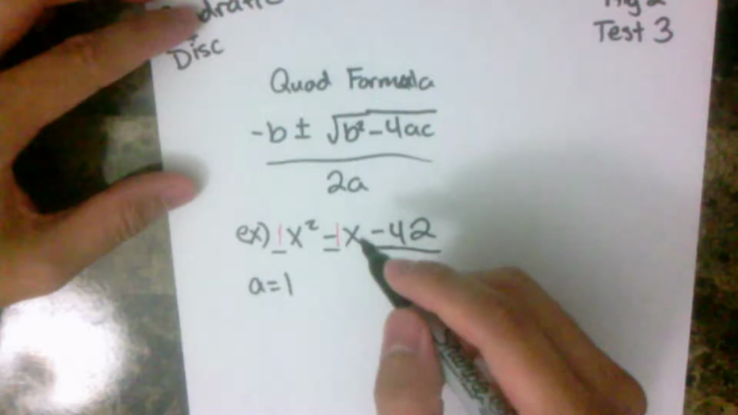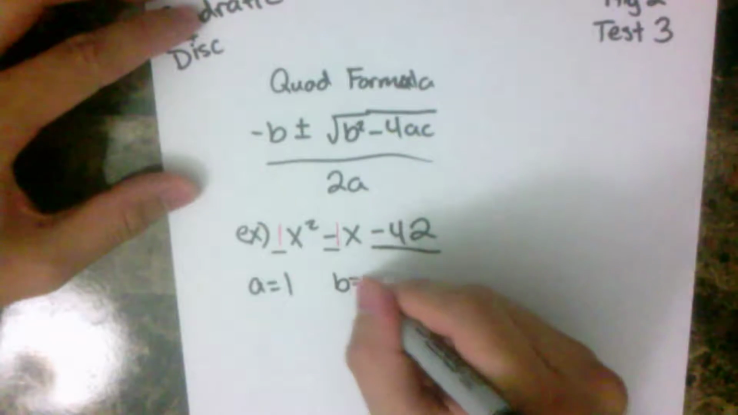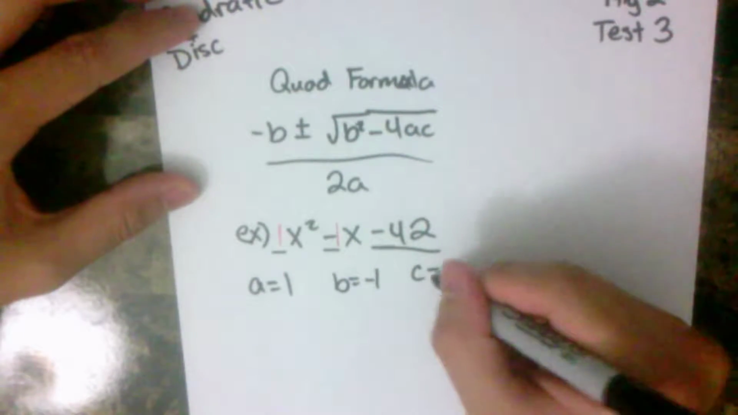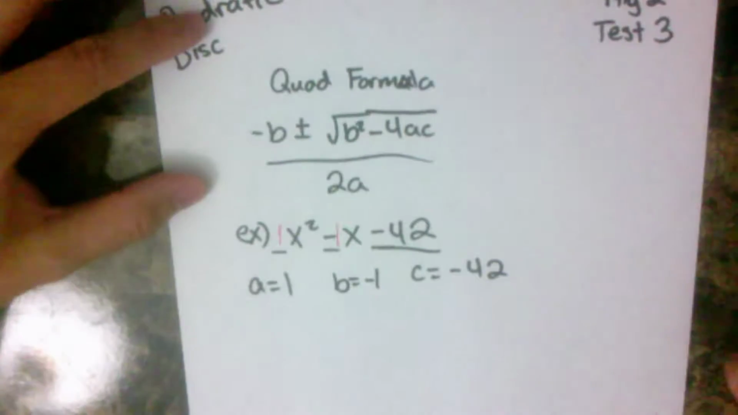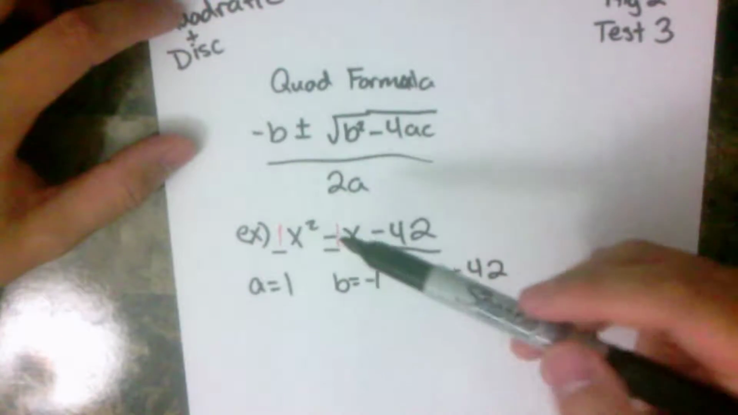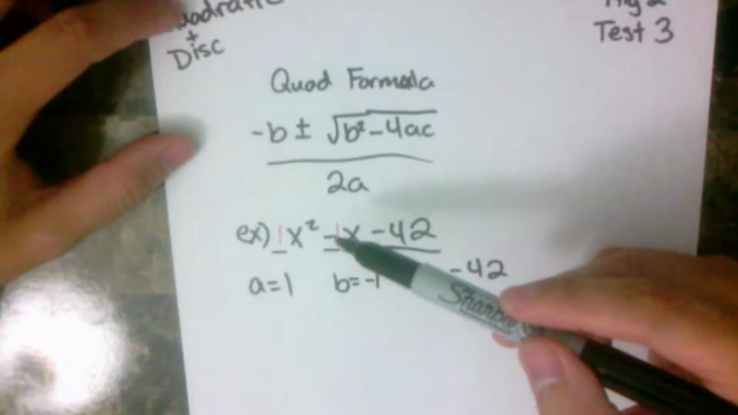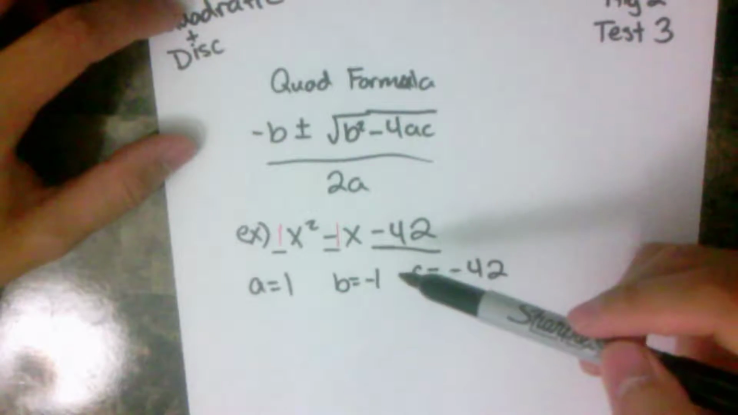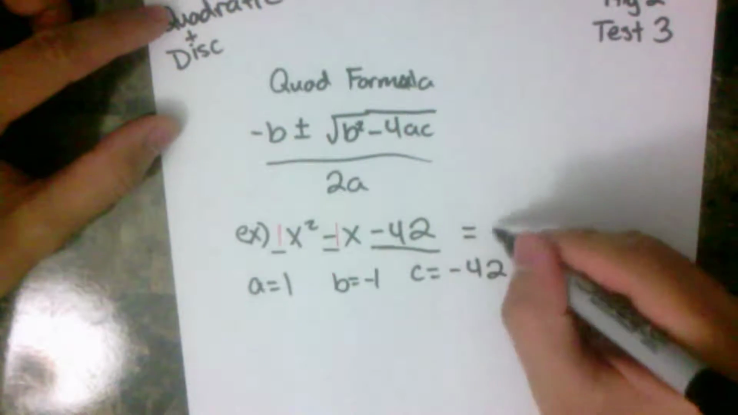Coefficient in front of the variable with just one exponent is going to be b, so b is negative 1, and c here is negative 42. Alright, and these could be any numbers depending on the problem. So if this were a 2x squared, that would be 2. If this were a positive 100x, b would be positive 100. Doesn't matter. It goes in order. Make sure that it always equals 0.